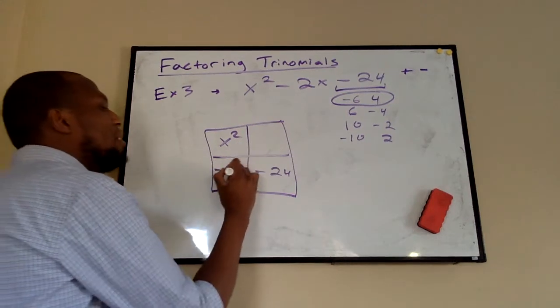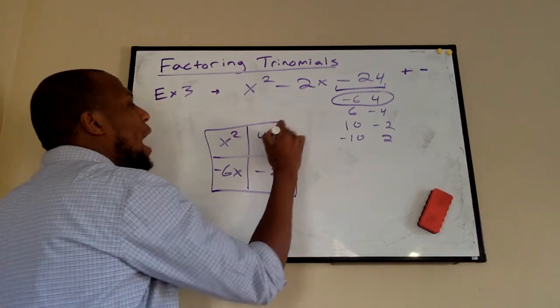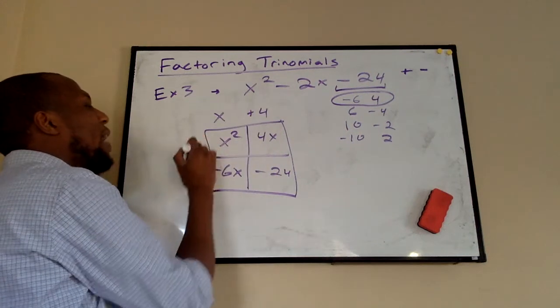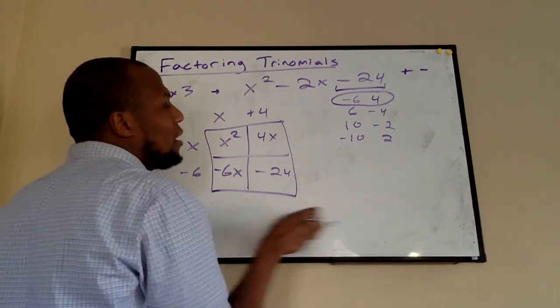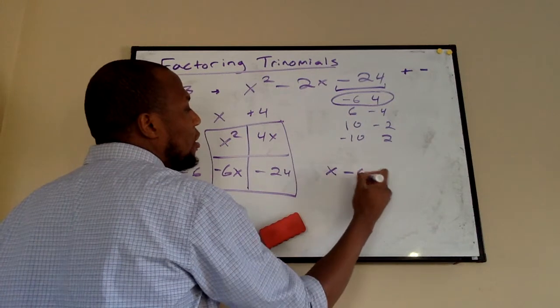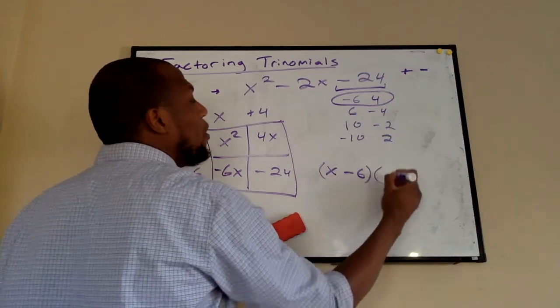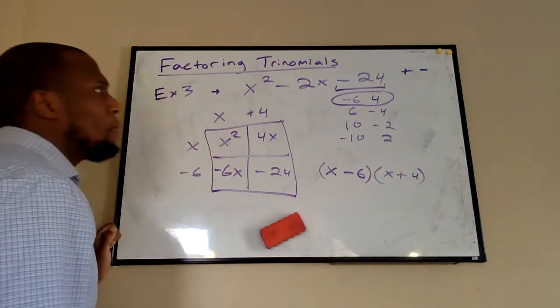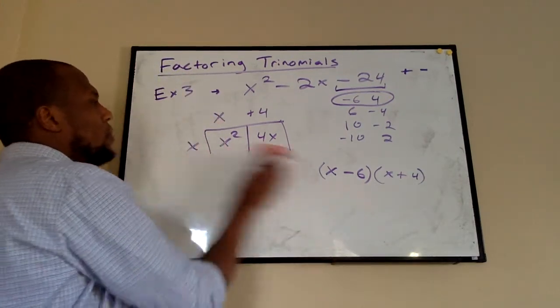So this would be negative 6x, this will be 4x, and then when we factor out, that's x, and then plus 4, and we have x, and then minus 6 to get our final factored version of the trinomial, x minus 6 times x plus 4. Last example.